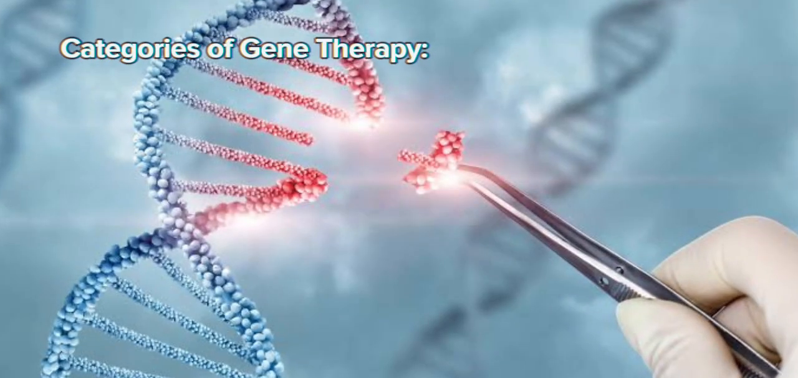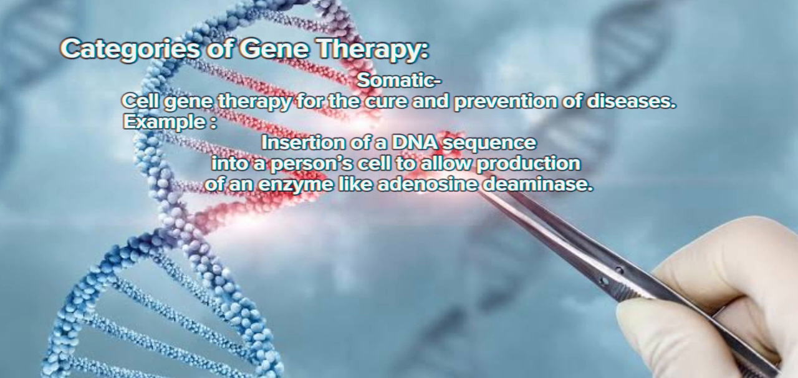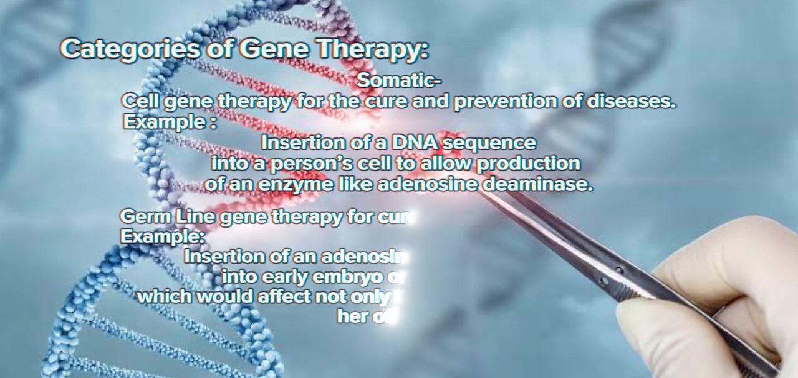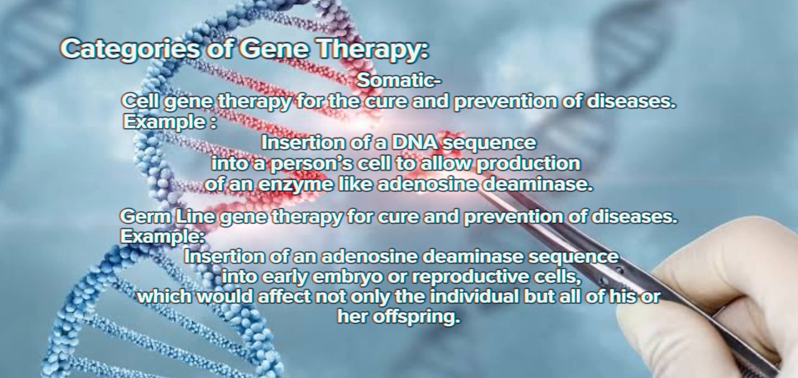Categories of gene therapy. Somatic cell gene therapy for the cure and prevention of diseases. Example: insertion of a DNA sequence into a person's cell to allow production of an enzyme like adenosine deaminase. Germline gene therapy for cure and prevention of diseases. Example: insertion of an adenosine deaminase sequence into an early embryo or reproductive cells, which would affect not only the individual, but all of his or her offspring.